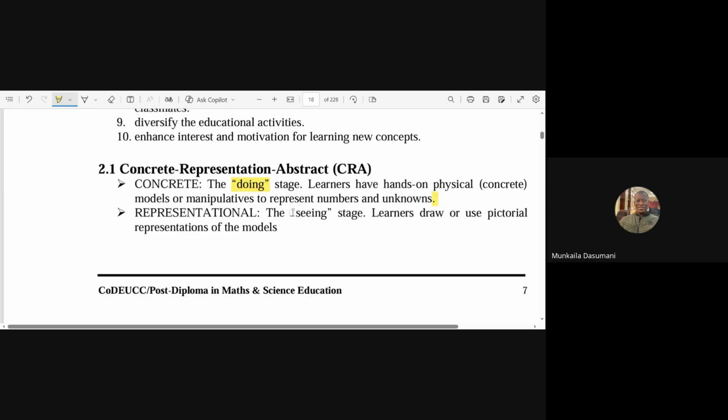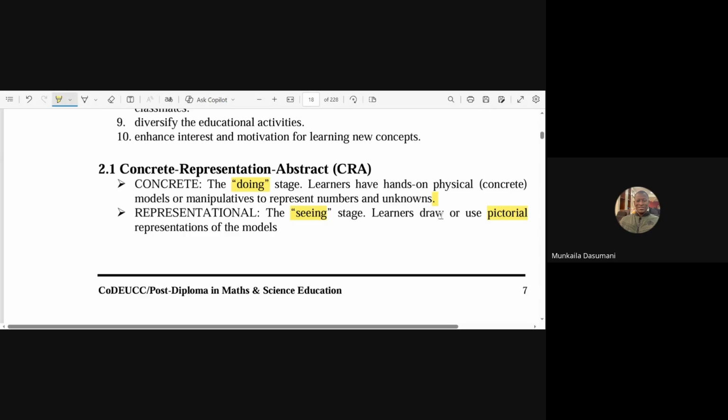Representational. That's the seeing stage, or you can say the pictorial stage. In the seeing stage, learners draw or use pictorial representations of the models. Because if you've not seen it, you cannot draw. So here you may not see it, but because of the nature they have told you, you can picture it in your mind. So that becomes the pictorial representation of the models. That is the representational stage.